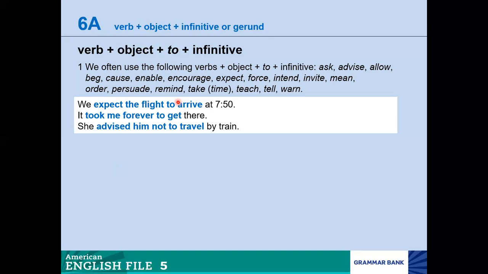The second example says, it took me forever to get there. And this one is a little bit more complex. We have the verb in past, took, then the object, me. In forever, we have this extra word that is not changing the meaning of the sentence in terms of grammar. And then after that, we have the infinitive to get, right? This is the emphasis of the sentence.